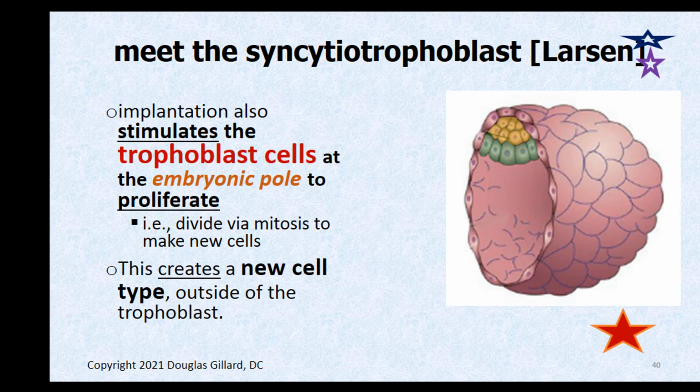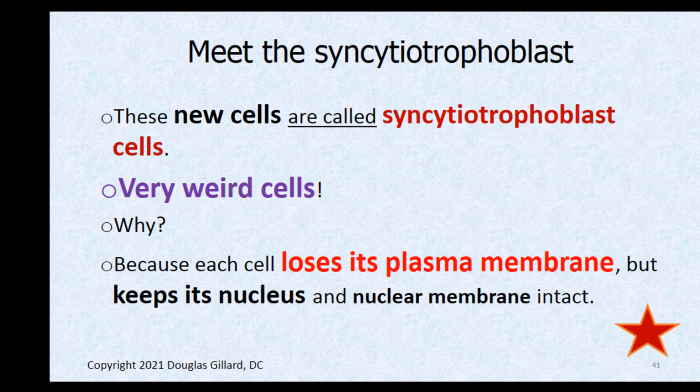All right, let's talk about some new cells. So we're implanted, we're bound to mom's outer endometrial lining now. That wakes up some of the trophoblast cells to start dividing by mitosis to make copies of themselves. And this is probably the strangest cell type you've ever met in your life. These new cells that are formed are called syncytiotrophoblast cells, and they are very, very important. They're very similar to cancer, strangely enough. So let's meet the syncytiotrophoblast cells.